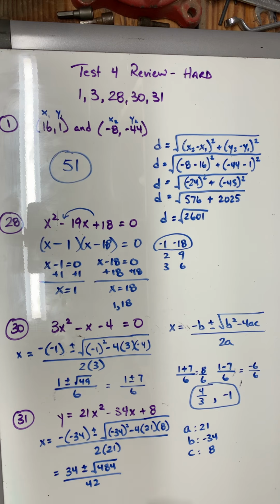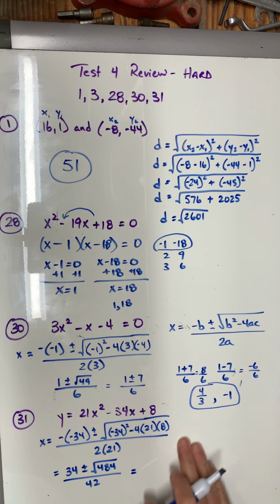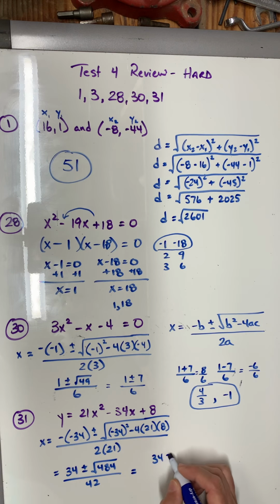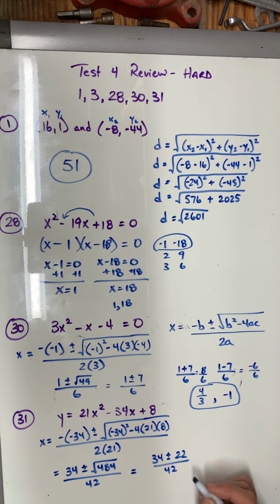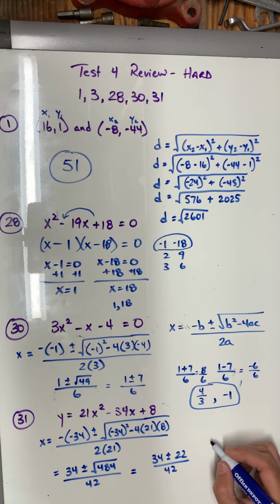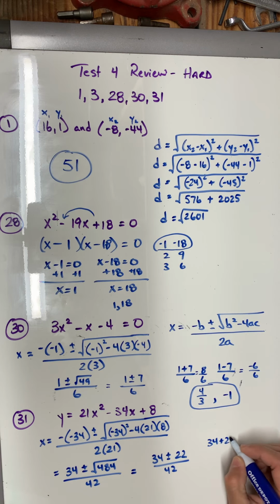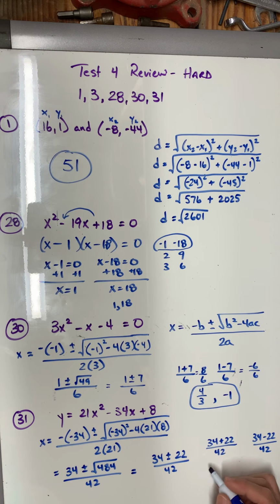So that's nice. So I get, I'm going to erase these. I get 34 plus or minus 22 all over 42. So remember, this actually represents two different answers. So I have 34 plus 22 over 42, and I have 34 minus 22 over 42. So 34 plus 22 is 56 over 42.